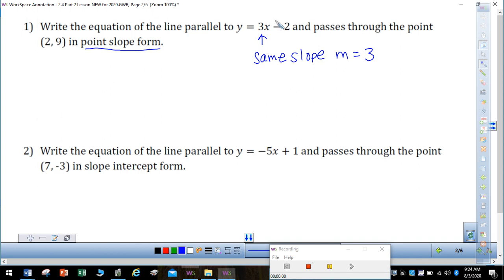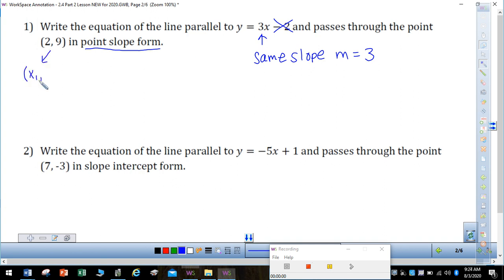Now, what I'd like you to do is cross out that minus 2. That does not matter to us. We don't care what the y-intercept of that other line is. We're not going to do anything with that in our final answer. So the only thing we're going to get from that first part is just that our slope is 3. Then we know a point that it's passing through.